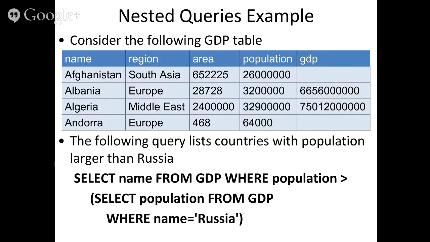So for instance, internally we can have an inner query where it returns a population where the name is Russia. Notice that this returns exactly one value. This returns a scalar value, and we're comparing. I want to know the name where the GDP is greater than whatever Russia's GDP is. So it returns all the names of the countries whose GDP is greater than Russia's GDP.